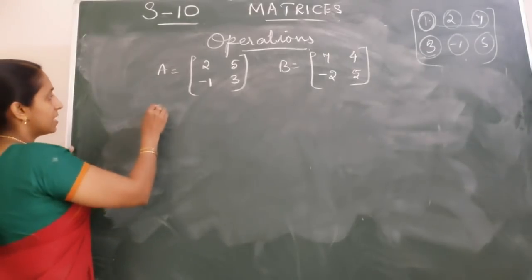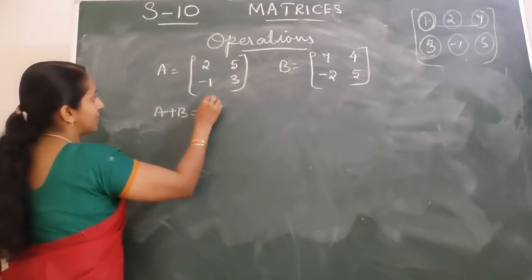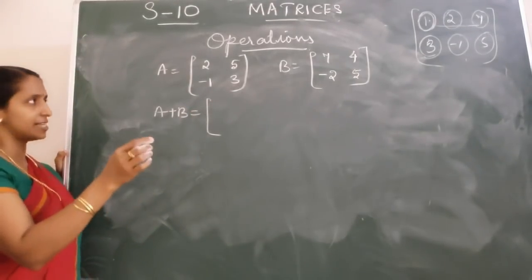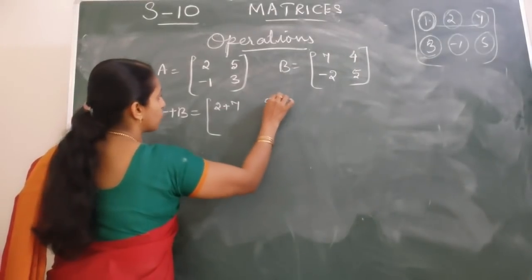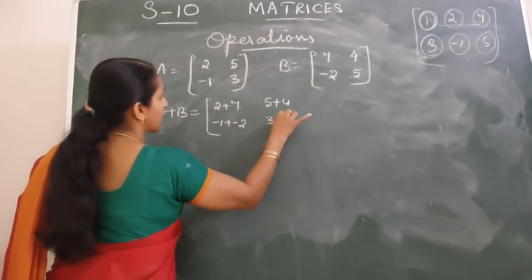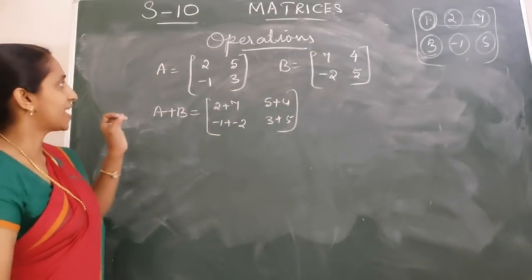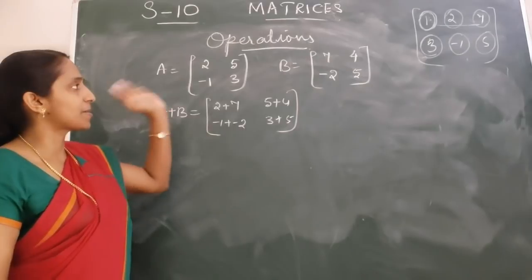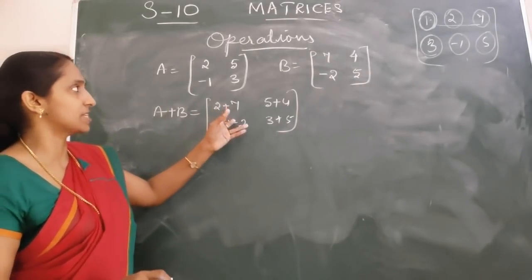Very easy. A plus B will be the respective elements added. What will be 2 plus 7, 5 plus 4, minus 1 plus minus 2, 3 plus 5. What an easy operation. But skipping steps will cut off your marks. So don't skip the steps.